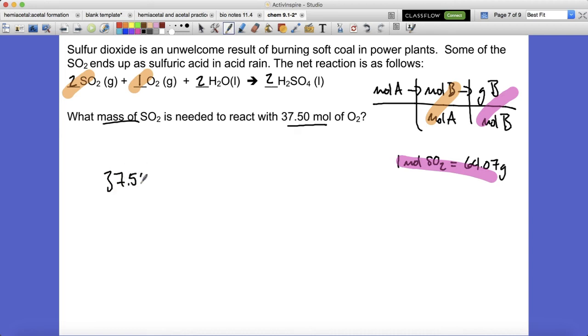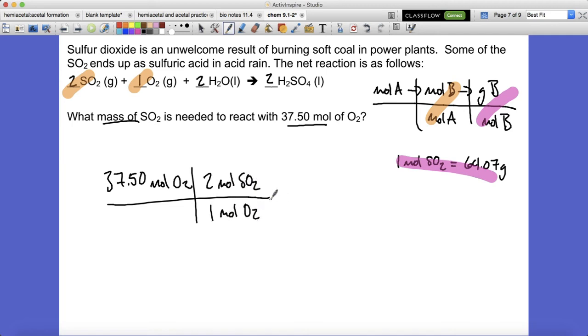So I start with 37.50 moles of oxygen. My first step is to do the ratio B over A, and B is sulfur dioxide, so there's 2 moles of sulfur dioxide for every 1 mole of oxygen that reacts. And then I need to convert moles into grams. So 64.07 is my mass for sulfur dioxide, and that's 1 mole of sulfur dioxide. This is always a 1, by the way. Some people get confused by that. Just because this was a 2 here doesn't mean this has to be a 2, right? When you're doing your molar masses, it's always 1 mole of sulfur dioxide. Don't make it 2 or else you screw everything up, right?